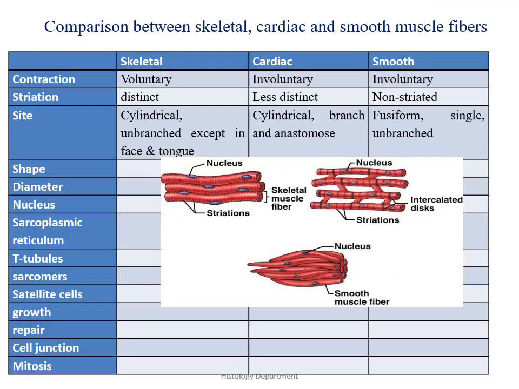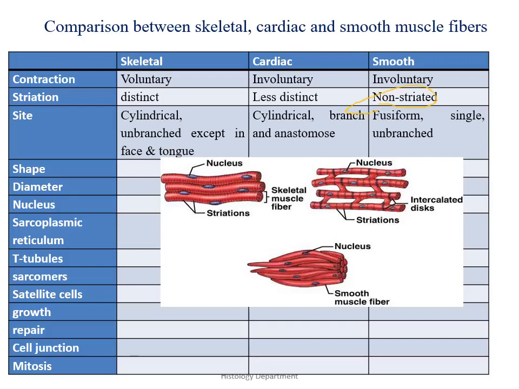Comparison between skeletal, cardiac, and smooth muscle. This comparison is very important. Skeletal muscle is voluntary, cardiac muscle is involuntary, smooth muscle is involuntary. Striation is very clear in the skeletal muscle, less clear in the cardiac muscle, and there is no striation in the smooth muscle.